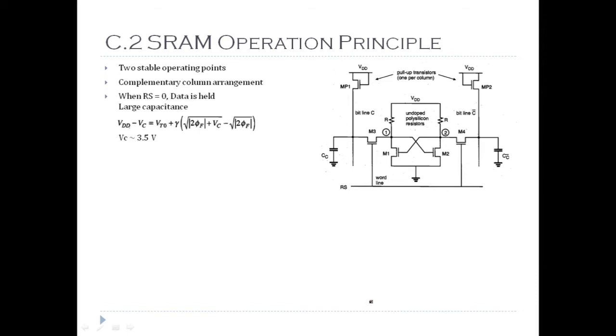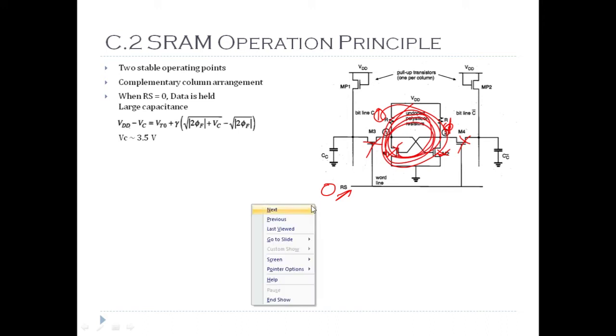So let's assume initially when RS is 0, that is during the standby mode, M3 is off and M4 is off, right? If it is storing 1, then this is 1, so this will be off, so this will be on, so it will pull down, so it will be storing 0. And if it is storing 0, then this will be off, and this will be storing 1, so this will be on. So this is storing either 0 or 1. Now that's okay. So when RS is 0, whatever value it has, it will just retain that stable point.